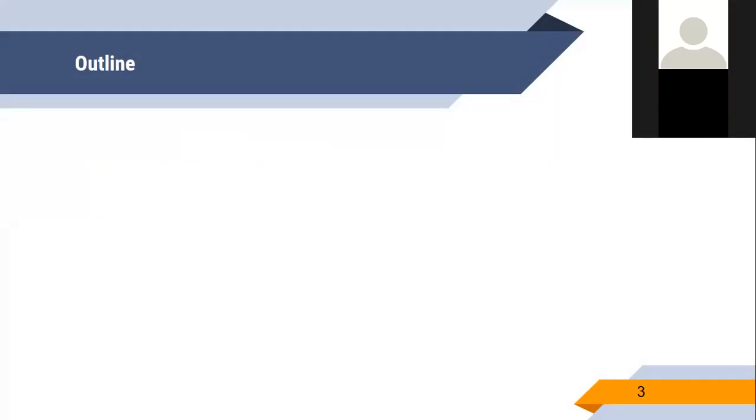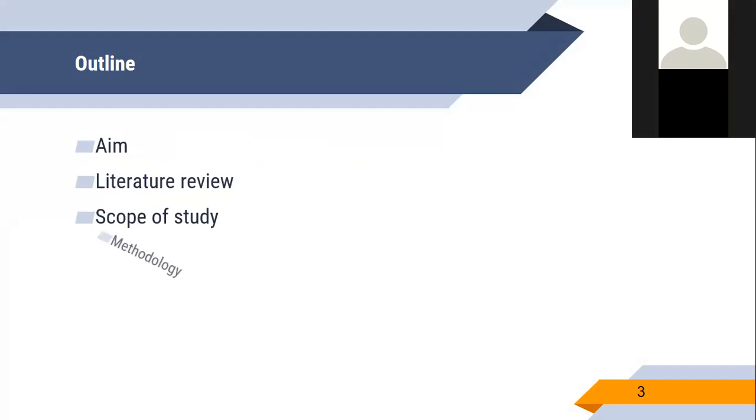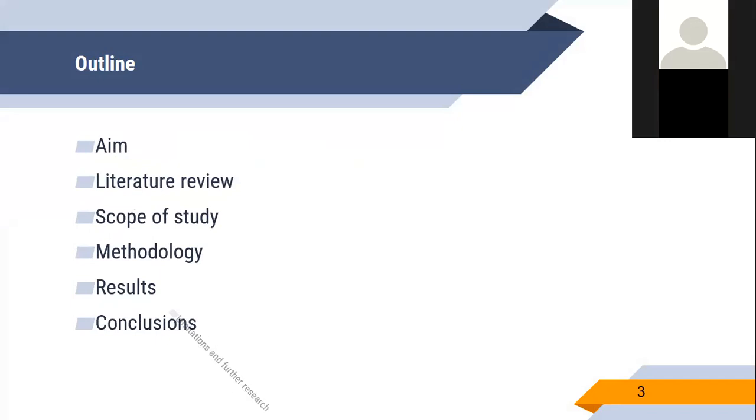I would like to begin by having a look at the outline. First I'm going to talk about the aim of the study. Then I'm going to move on to talk a little bit about the literature review. Then I'm going to talk about the scope of the study, the methodology, the results, and the conclusions. I'm also going to be talking about some limitations of this study and some suggestions for further research.